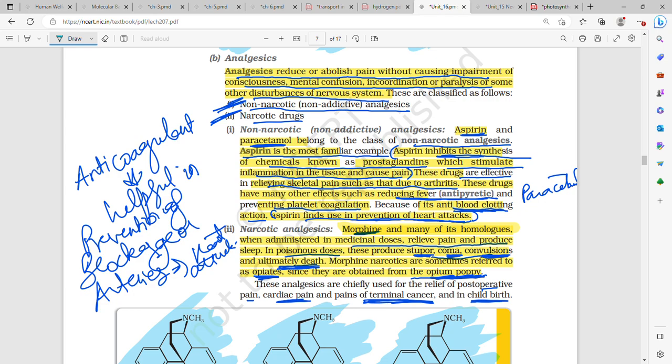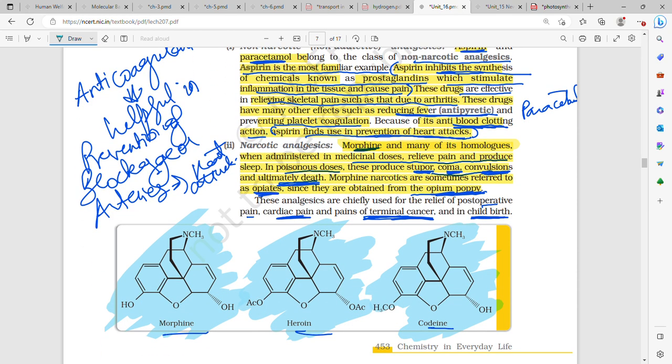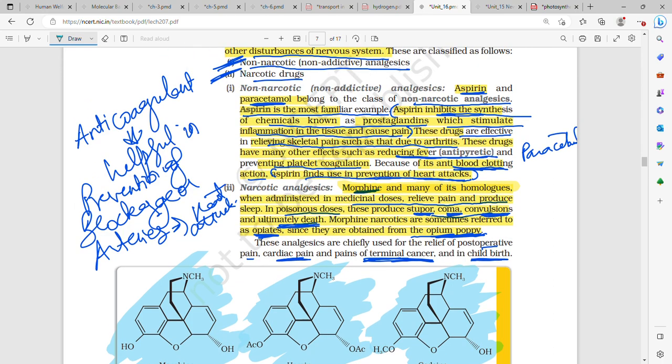For example, paracetamol, aspirin, etc. Narcotic drugs are addictive drugs. For example, morphine, heroin, codeine, etc. Firstly, non-narcotic or non-addictive analgesics are aspirin and paracetamol.